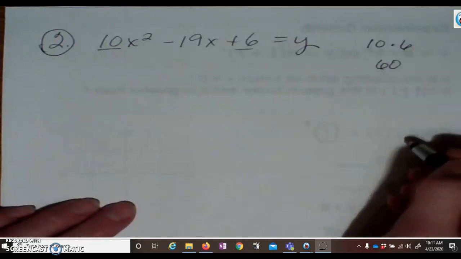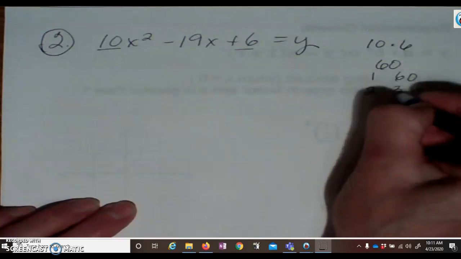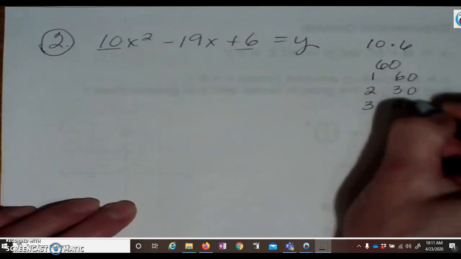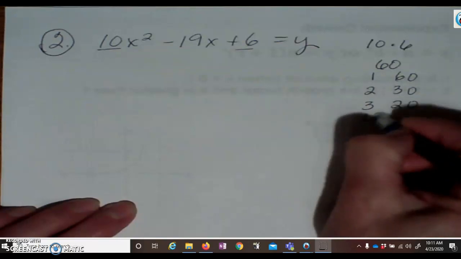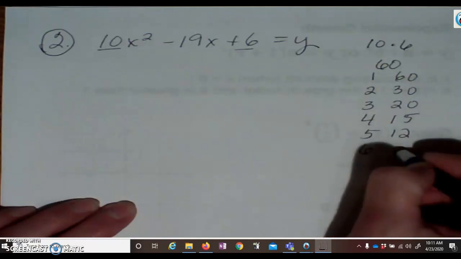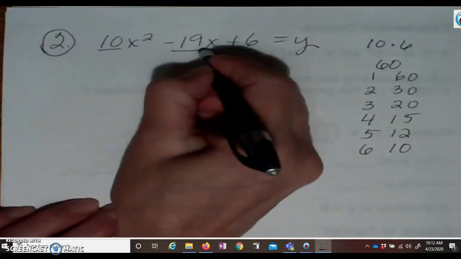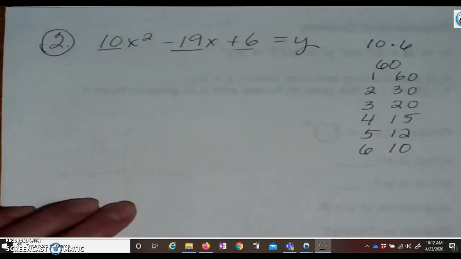Okay, I'm going to do the factors of 60. 1 and 60, 2 and 30, 3 and 20, 4 and 15, 5 and 12, and 6 and 10. Okay, so now I'm looking at these factors right here. Okay, so those are all the factors of 60. I want to make sure when I add them, I get a negative 19. Right now, with those factors, it's impossible to get a negative number.